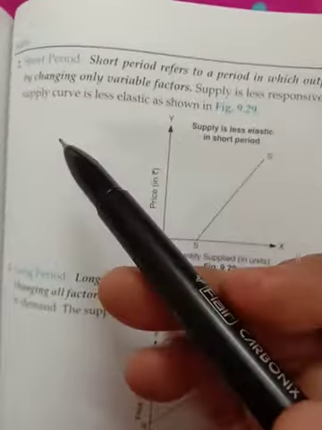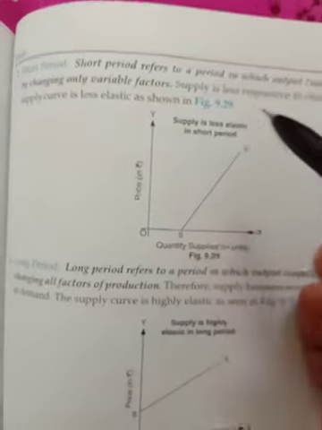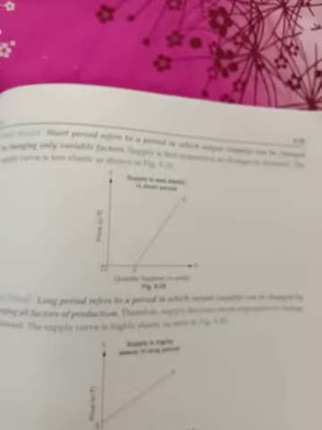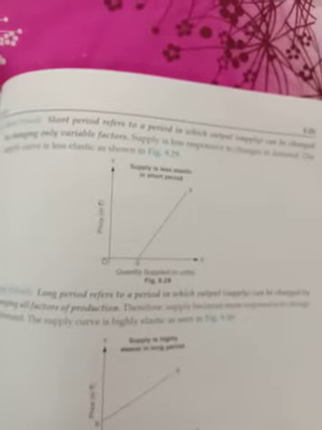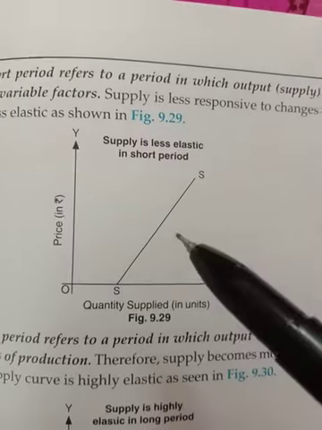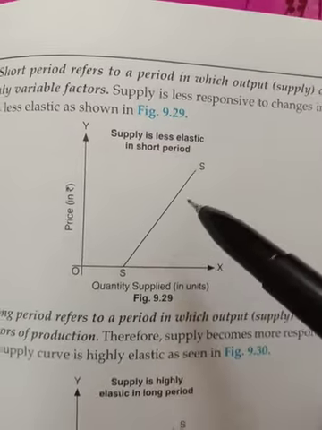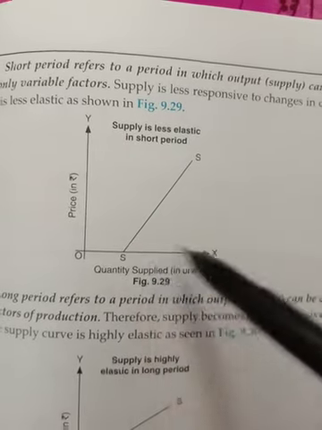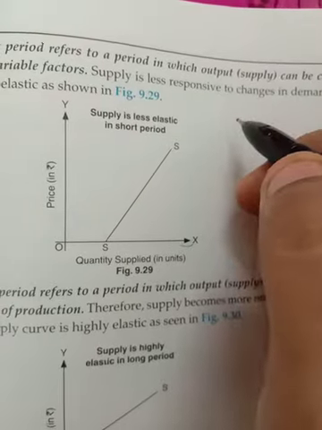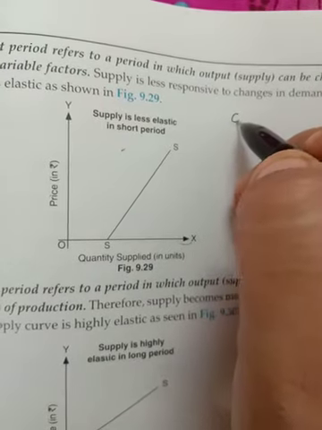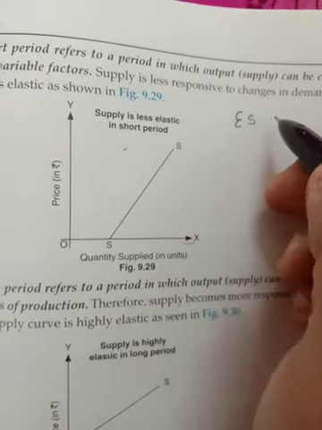Now next is the short period. Earlier was the very short period, now it is the short period. Here supply can be increased, but only by changing the variable factor. So to a very limited extent, supply can be changed in response to a change in demand. Here the elasticity of supply is less than 1. That is why the supply curve starts from the intercept of the x-axis. So elasticity of supply is less than 1, that is, less elastic.